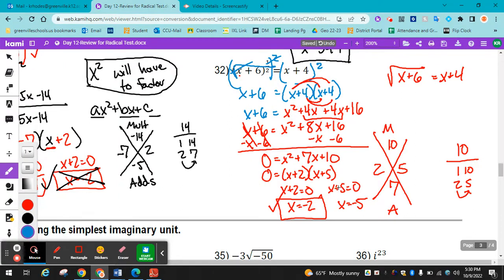If I check negative 5, negative 5 plus 6 is 1, and the square root of 1 is 1. And negative 5 plus 4 is negative 1. That is not the same. Negative 5 does not work. Okay, next page, next video.